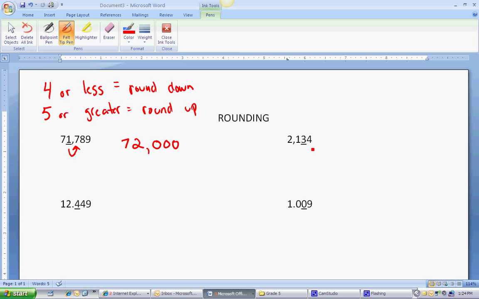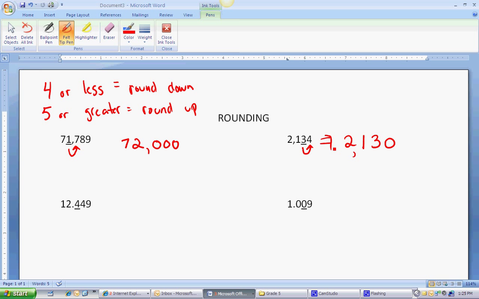2,134. The underlined place is the tens place. So I'm going to look to the right, to the ones place, and I have a 4. Okay? The 4 is going to do nothing to my 3. So I'm going to rewrite my 3, and everything before it stays the same, everything to the left, and then everything after it goes to a 0. So my number rounded is 2,130.